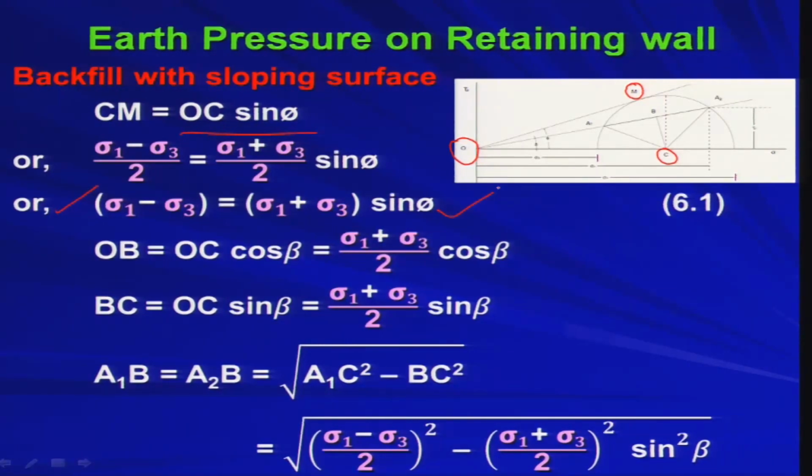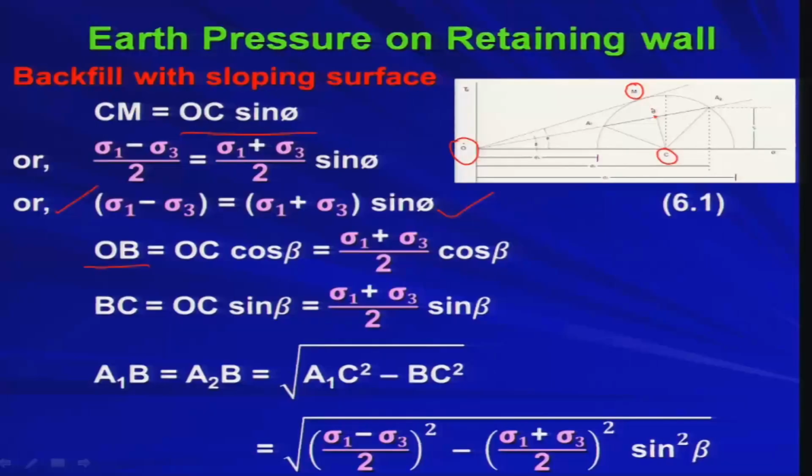Now, we are trying to find a few points or references. So, now what is OB? OB is nothing but, this is the line and this is the point B. Now, what is point B? B is the point if you draw a normal from point C to the line OA2. So, you will get the point B.